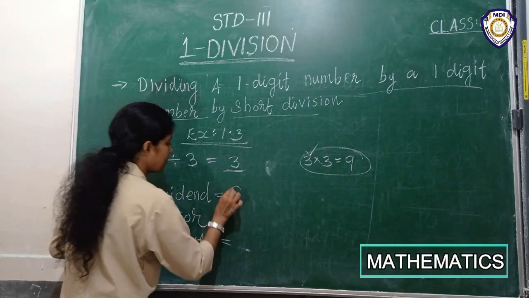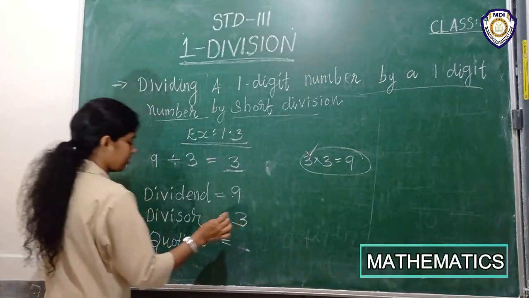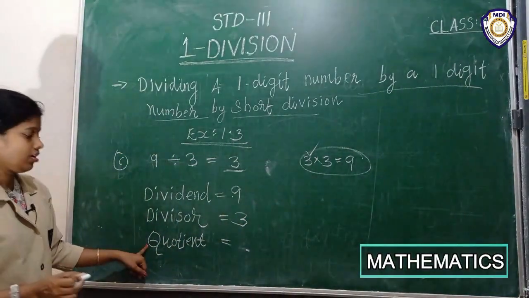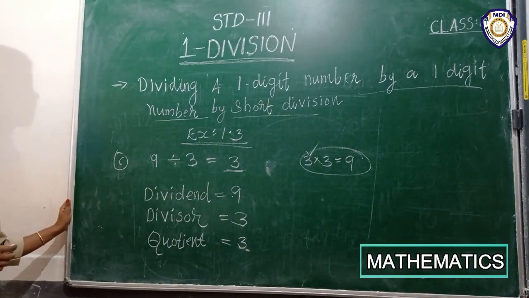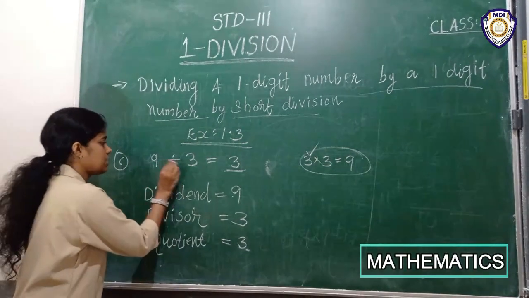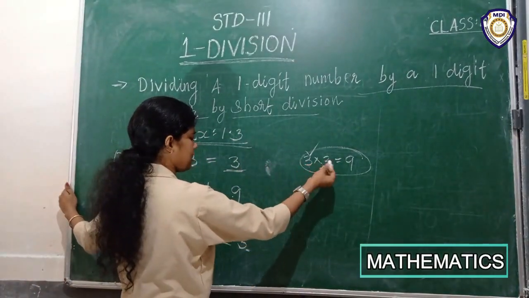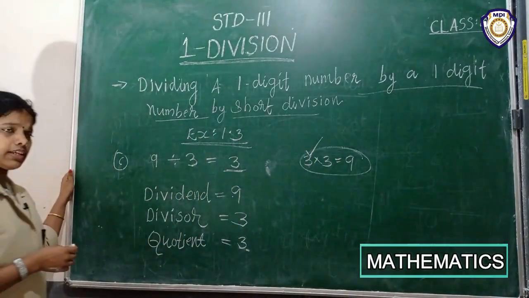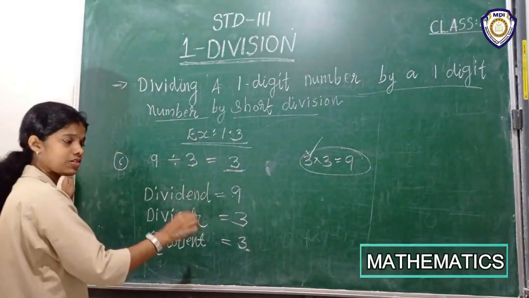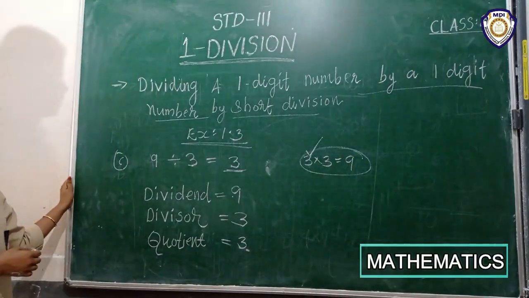Here the dividend is 9 and the divisor is 3 and the quotient is 3. Okay, write it. I will explain one more time. 9 divided by 3 equals 3 because in 3's table, 3 3s are 9. How many times is 3 in 9? 3 times. Right, 3 is the quotient, the dividend is 9, the divisor is 3 and the quotient is 3.